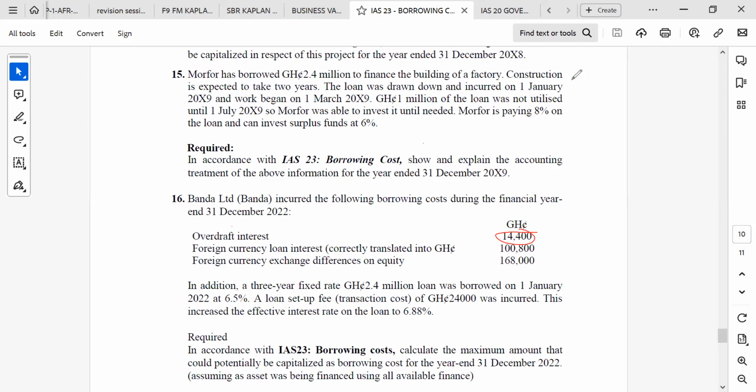Which one again? Exchange difference. Which of them? Foreign currency loan interest. Foreign currency exchange difference. Okay, so this will also be what? But what about equity?